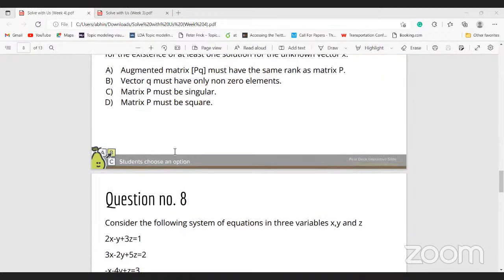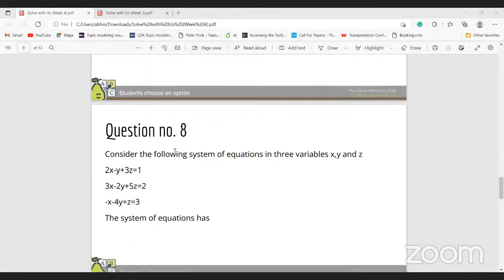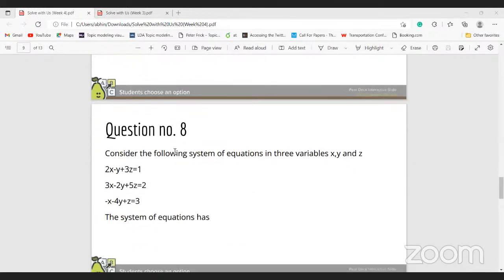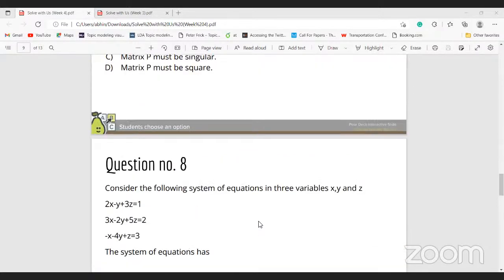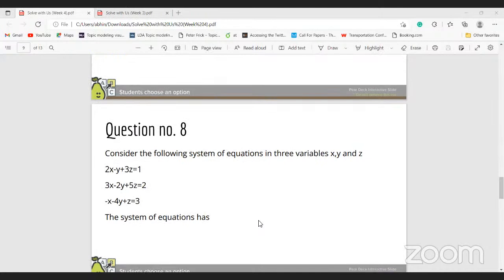Next, question number 8. Try to solve it. For the system of equations, the answer should be a unique solution, multiple solutions, or no solution. One, multiple, or no. You should get one of these answers.